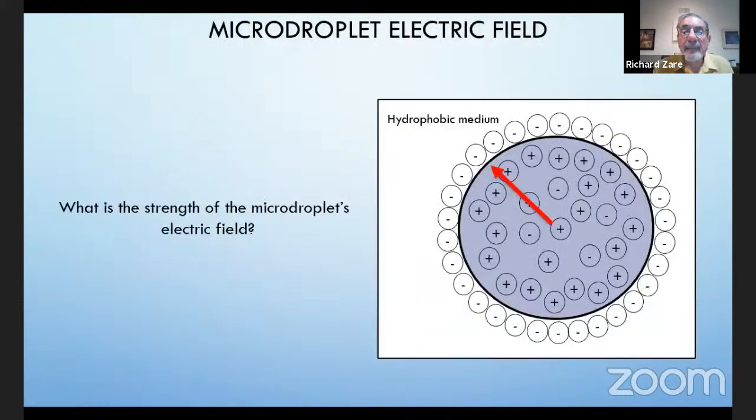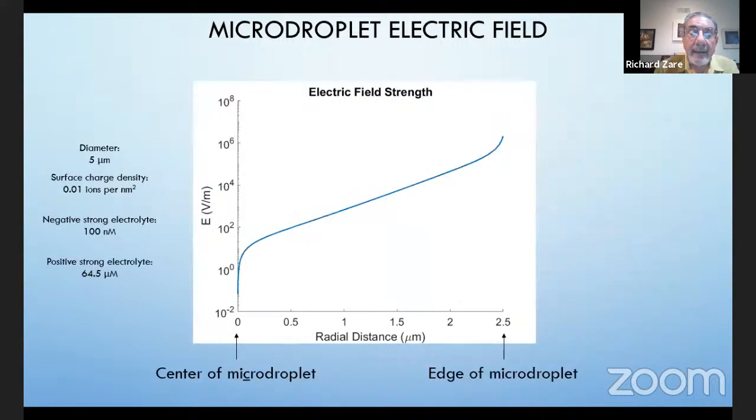Here is the electric field. Okay, gonna look at it again too, and we can calculate it. Look at the electric field. The electric field is now measured in volts per meter, and in this case is going up towards 10 to the 6 that I told you, and it's going to very little at the center of the microdroplet, and at the edge of the microdroplet we get this value.